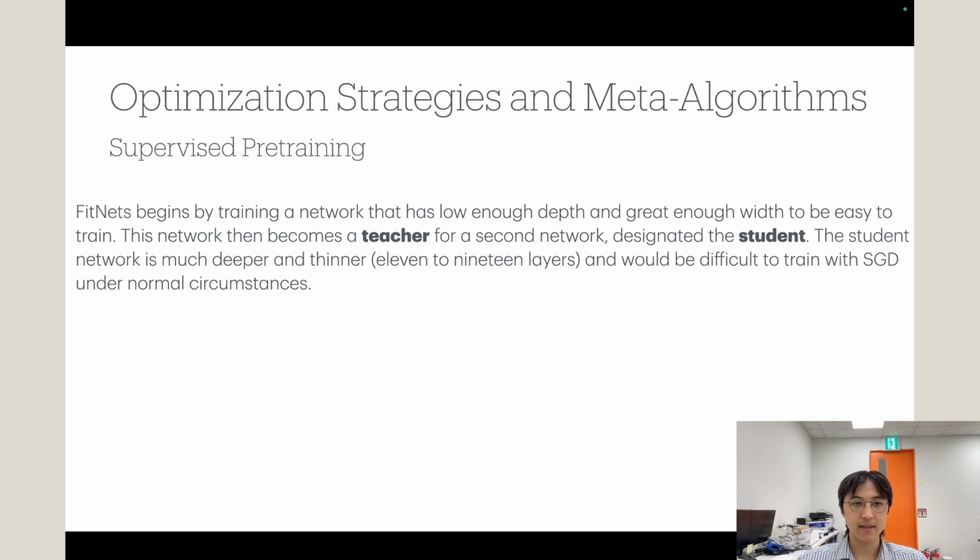It is FitNets. FitNets begins by training a network that has a low enough depth and great enough width to be easy to train. So this network becomes a teacher for a second network designed as a student. The student network is much deeper and thinner, 11 to 19 layers, and would be difficult to train with stochastic gradient descent under normal circumstances.